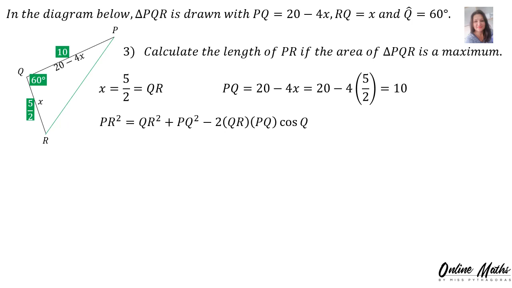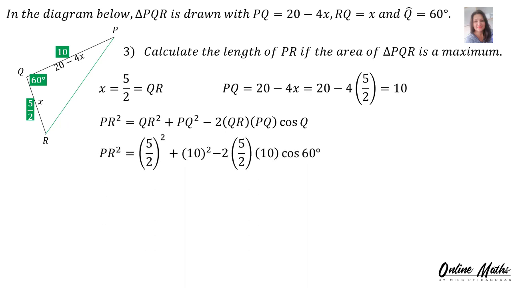And remember, when you want to use the cosine rule, it has to be two sides and the included angle that's given. Now we can substitute. In QR's place, the 5 over 2 squared plus PQ is 10 squared minus 2 times 5 over 2 times 10 times cos of 60.